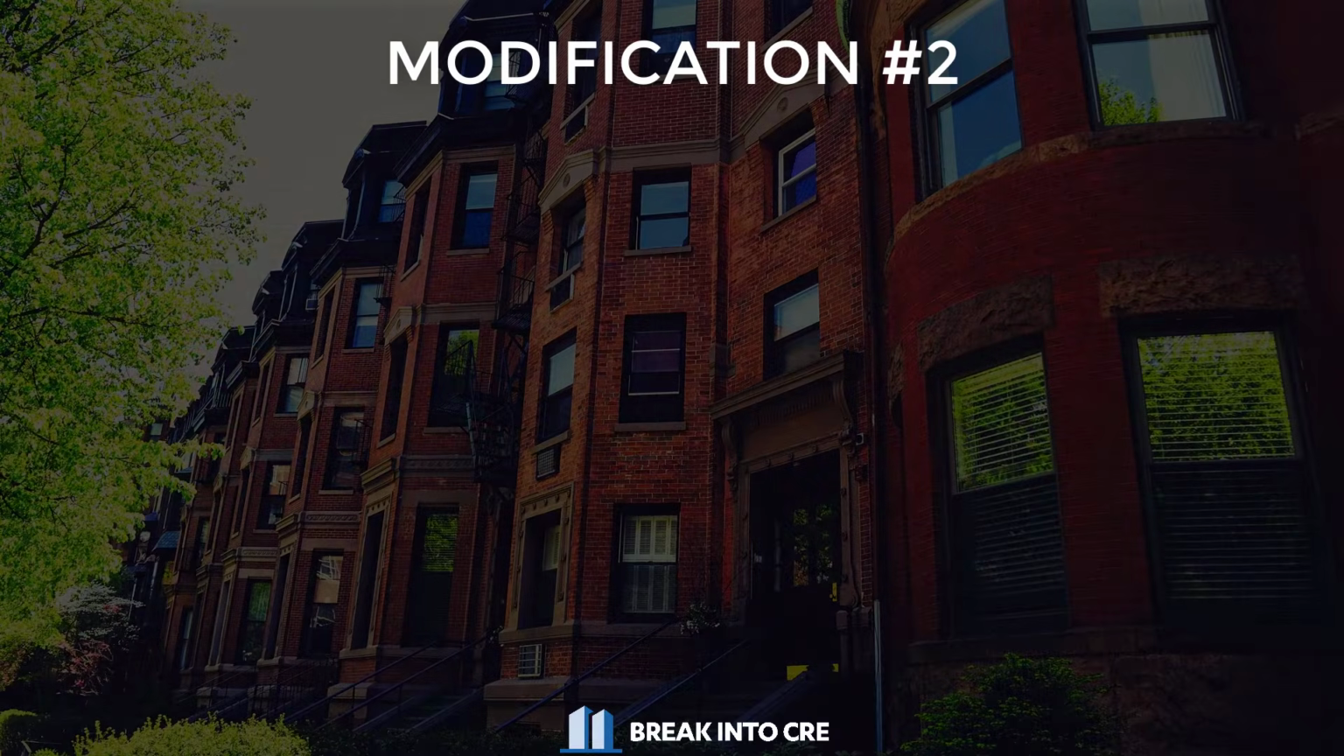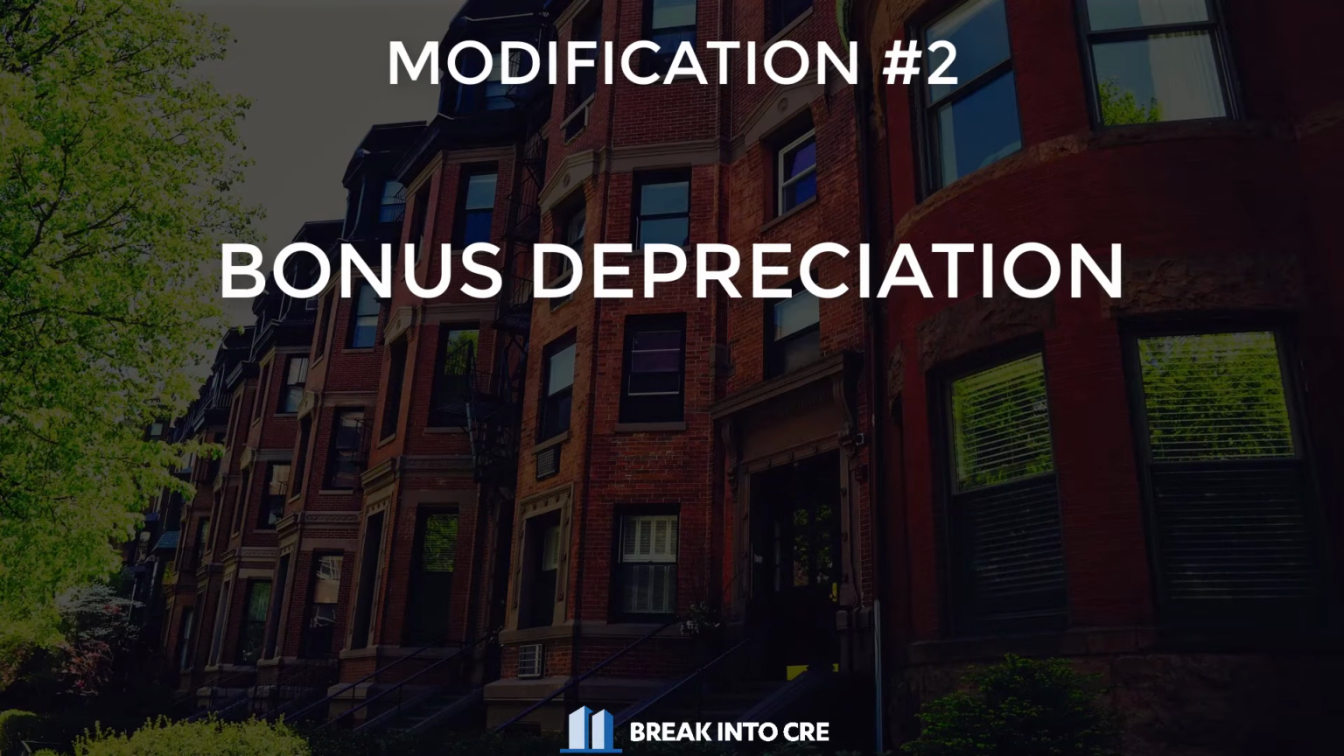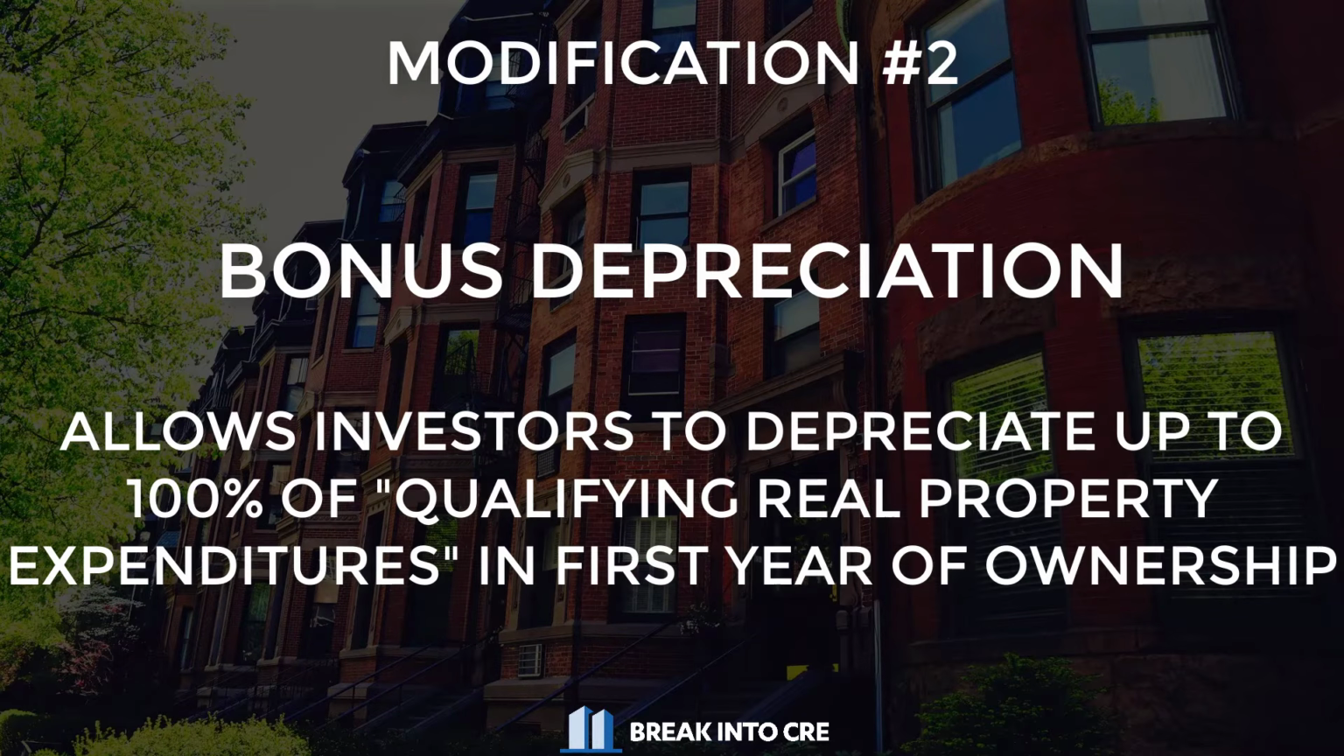Now, the second thing that can change this is the new bonus depreciation rule that was enacted through the Tax Cuts and Jobs Act of 2017. And what this does is it essentially allows investors to depreciate up to 100% of qualifying real property expenditures in the first year of ownership. Now, these qualifying real property expenditures include anything with a useful life of under 20 years. So those land improvements that we talked about with a 15-year lifespan and the building contents that we talked about with a 5 to 7 year lifespan can now be depreciated 100% in that first year.